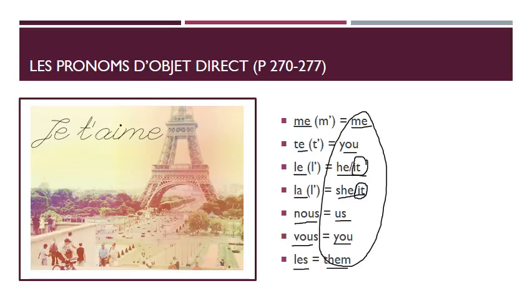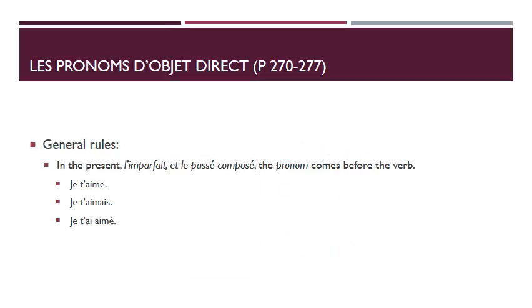Now, as a general rule, in the present and passé composé, we'll talk about imparfait later, the pronoun always comes before the verb. So, je t'aime. So, you see, it always goes right here, right before the conjugated verb, right after the subject. And this one will make more sense later, but we're not going to talk about it quite yet.